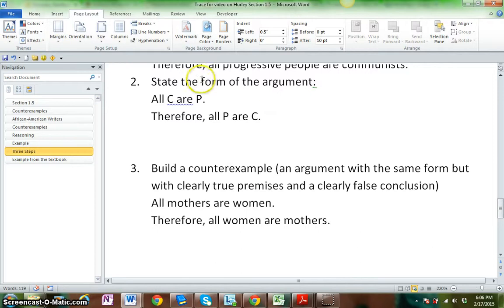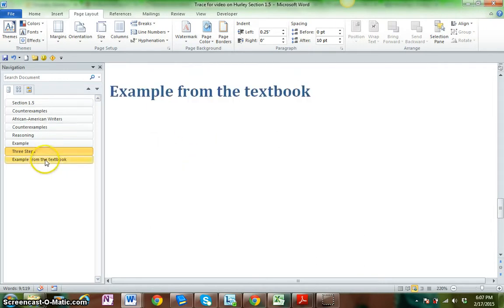So again, the counterexample takes the original form and uses it to build an argument that has a true premise and a false conclusion. So this proves conclusively that this form is invalid, because if it were a valid form, you wouldn't be able to construct an argument that has that form, a true premise, and a false conclusion. Let's see how this works with an example from the textbook.